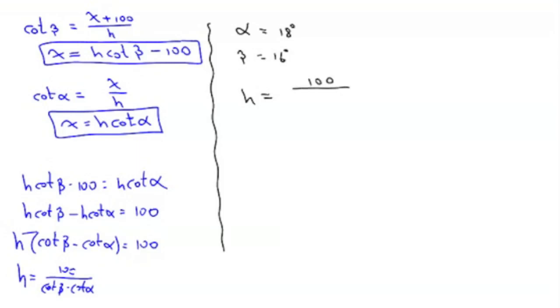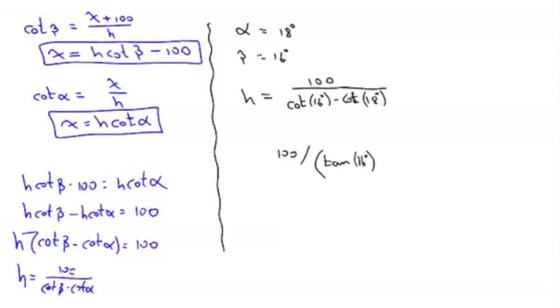H is equal to 100 over cotangent of beta, which is 16 degrees, minus cotangent of alpha, which is 18 degrees. The problem is not getting it into the formula; the problem is getting it into your calculator. When you type this in, it's got to be 100 divided by, and parentheses should be the next symbol after the division. Now, how do I get cotangent of 16 degrees in a calculator? Inverse tangent? Just kidding. You write tangent of 16 degrees.